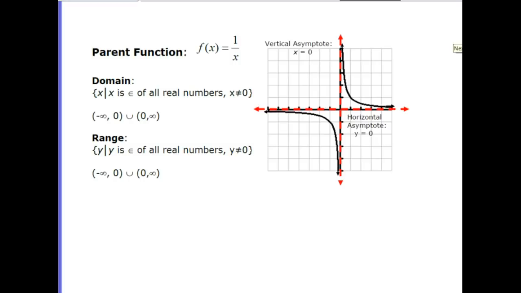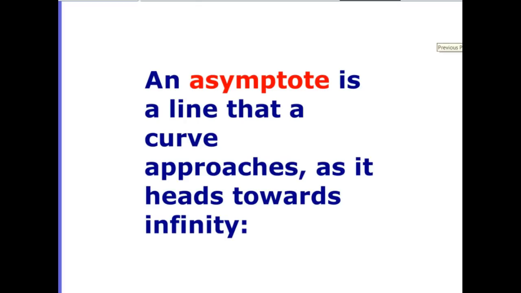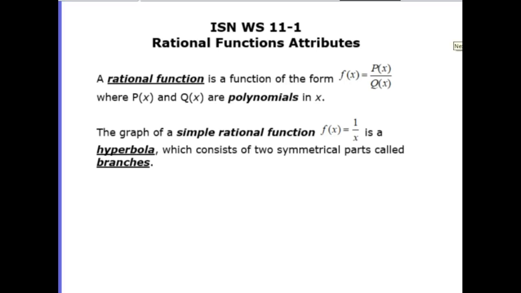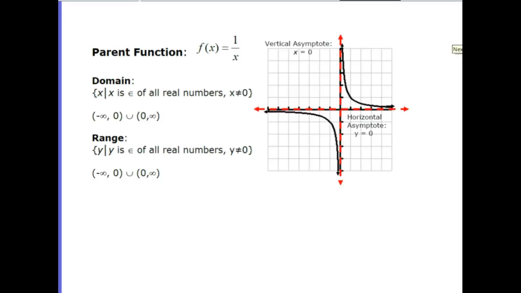This graph that's over here on your note paper came from plotting the points and making the curve. You need to add this definition to your notes. An asymptote is a line that a curve approaches as it heads toward infinity. Infinity means it's getting bigger and bigger and bigger. And so this is our parent graph.